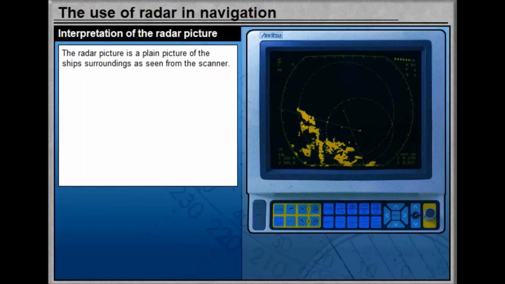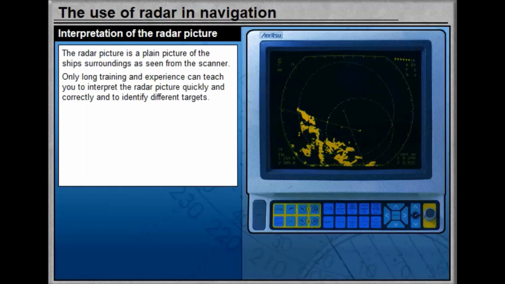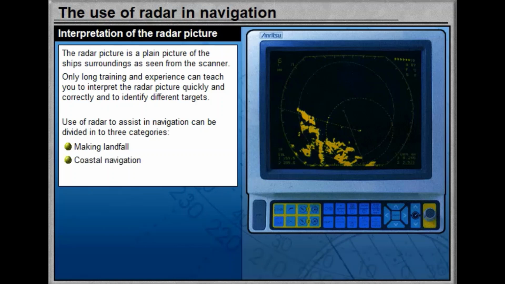Some observations should be made for the fact that the radar horizon is 8 to 10% beyond the optical horizon, and that the radar can see both in darkness and in fog. Only long training and experience can teach you to interpret the radar picture quickly and correctly, and to identify different targets. Use of radar to assist in navigation can be divided into 3 categories: making landfall, coastal navigation, pilotage.